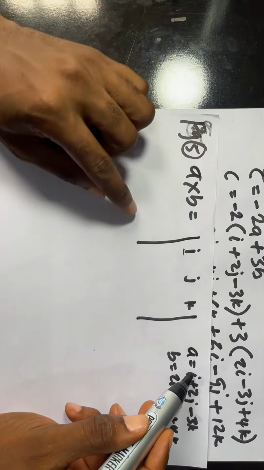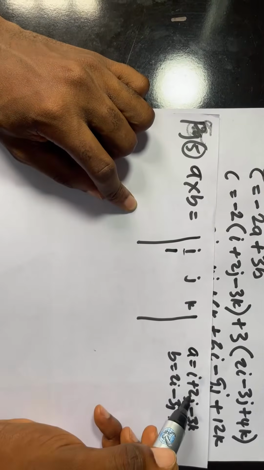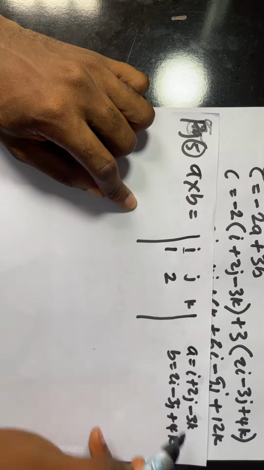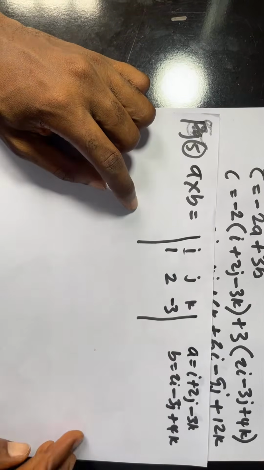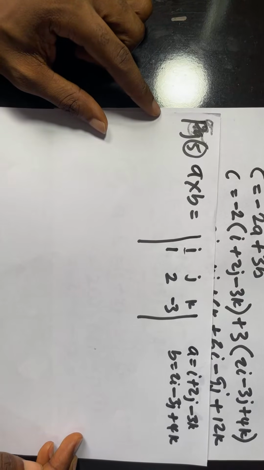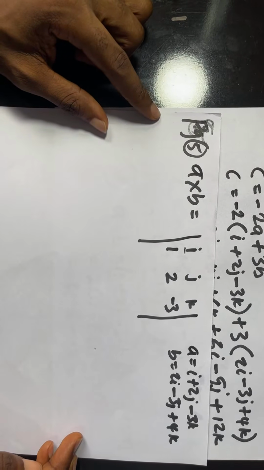IJK is already up here. What is with I here is 1. You write it. J here 2. You write it. K minus 3. Do you understand the first step? Say continue, Broz. Say continue, Broz J.